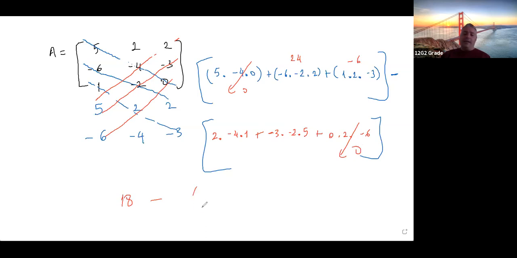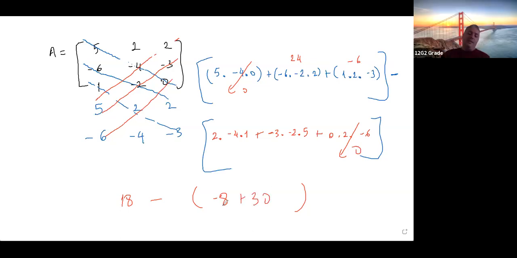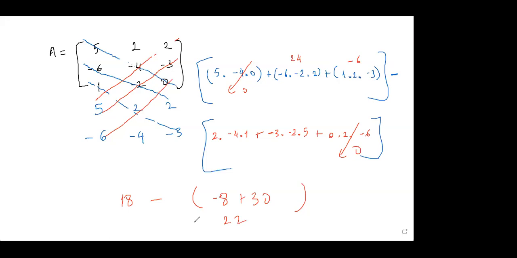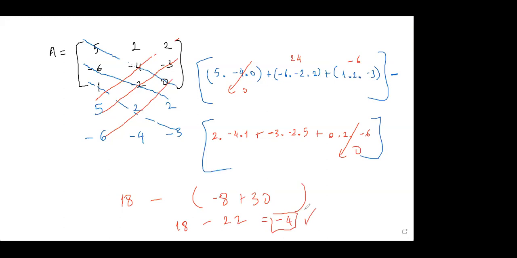Minus, and then here, 2 and negative 4, negative 8. Negative 3, negative 2, positive 6. Positive 6 and 5, positive 30. 30 minus, tell me, 8, positive 22. 18 minus 22, which is negative 4. And I think it was negative 4, I remember. You remember it was negative 4.